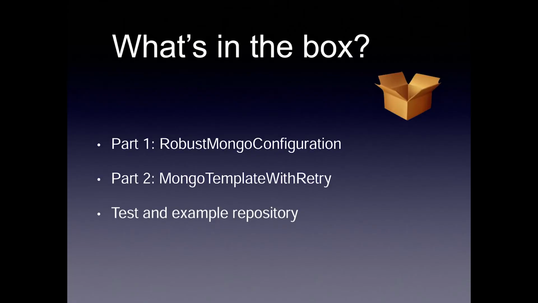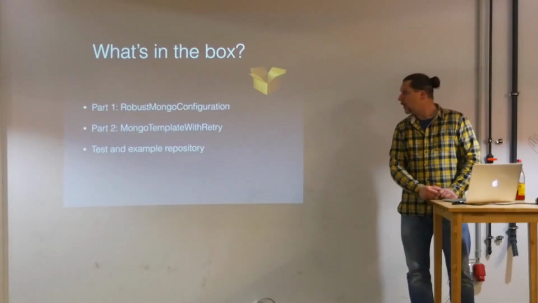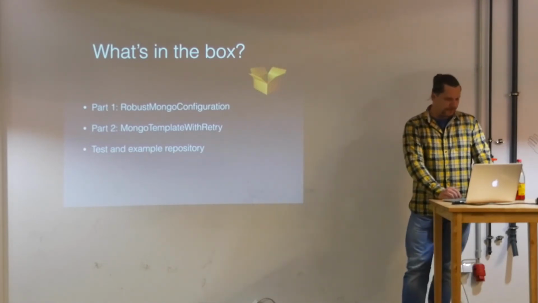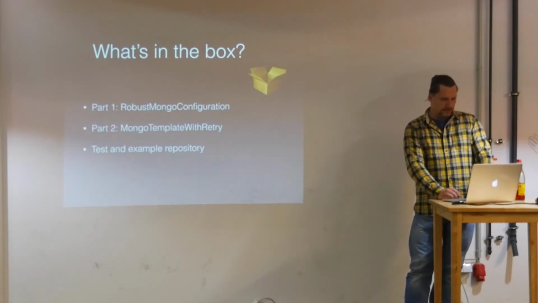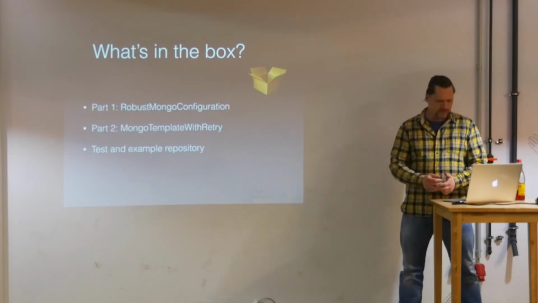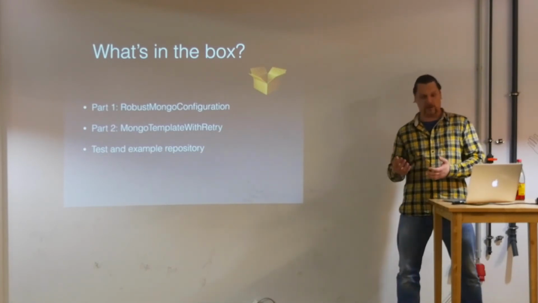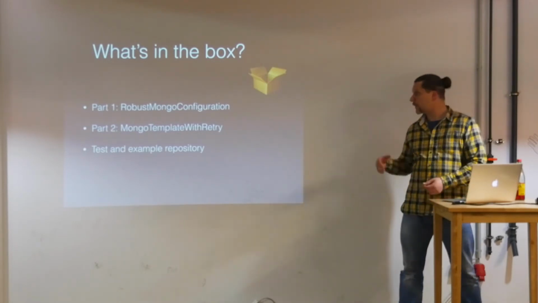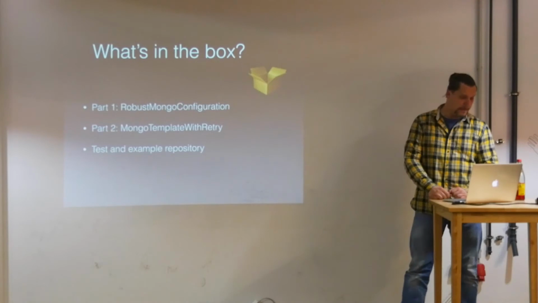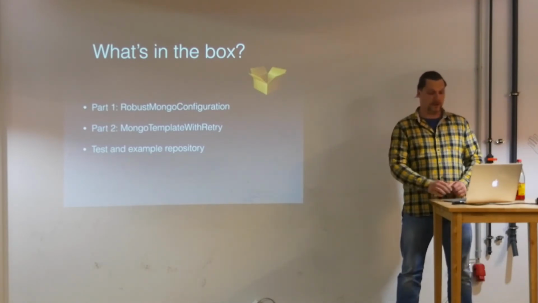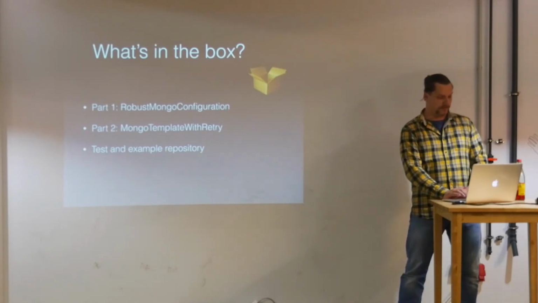What's in the box? Yeah, it's easy, 2 classes. One is the configuration example. And in the configuration, at one time, I think anybody knows the Mongo configuration. You have to configure the Mongo itself, the Mongo template. In this case, we want to use Mongo template with retry. And we override the MongoDB factory so that we can configure in the exception translator.